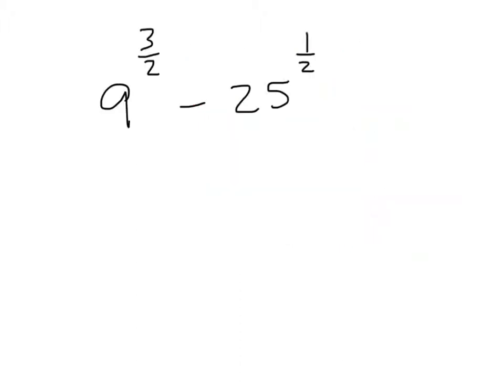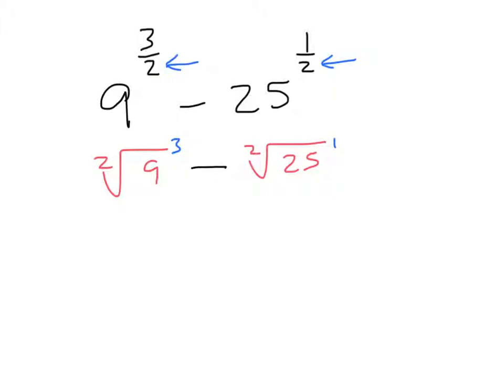Okay, on this problem, 9 to the 3 halves minus 25 to the 1/2 power. You've got to remember how to rewrite this. This is the square root of 9 carried to the 3rd power, and then it's minus the square root of 25 carried to the 1st power. You got to know that the denominator is your index. All right, denominator is your index.